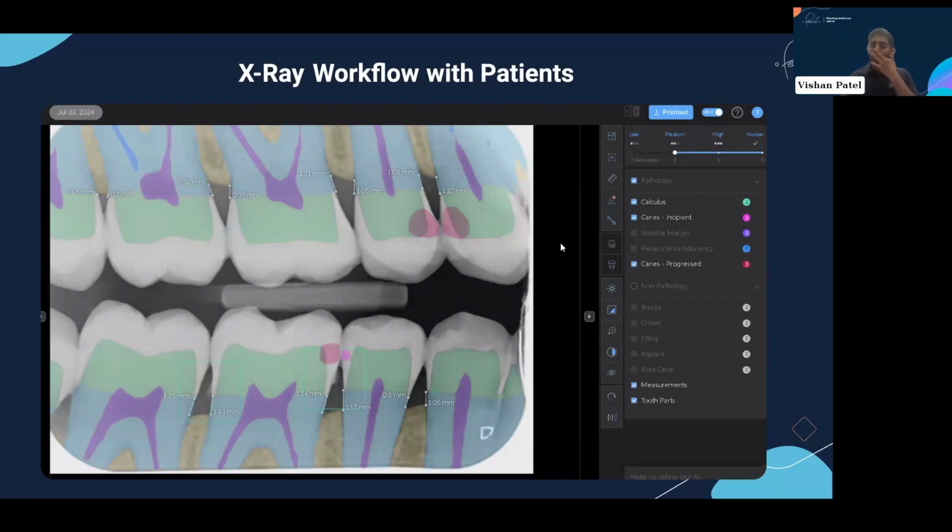But that just highlights the point that yeah, you do need to be diagnosing yourself, and you're using Pearl to educate the patient and also for your own knowledge really as well. Vishan, would you just quickly go over the sensitivity bar?